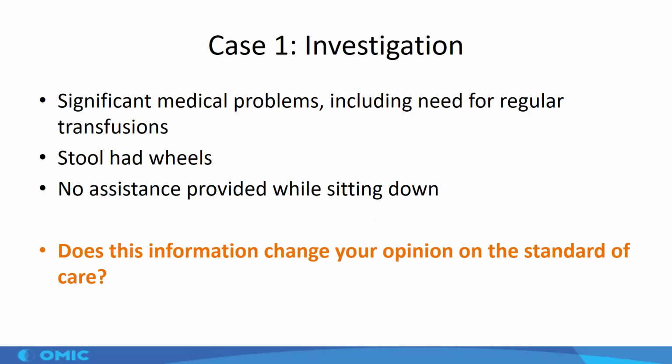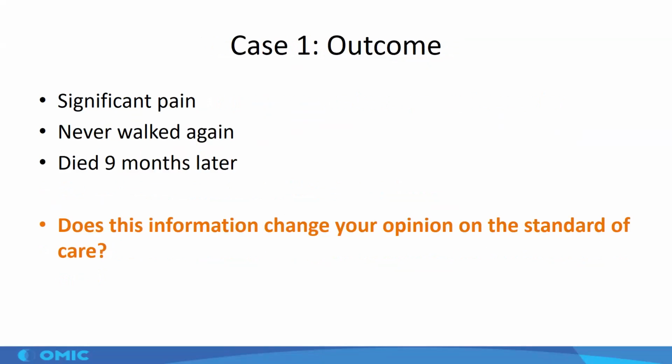What we learned during the investigation. This patient had significant medical problems, including the need for regular blood transfusions. Most importantly, the stool had wheels, and no one helped her while she was sitting down to make sure the stool didn't go out from under her. Does this change your opinion? For most people, it would, because the patient was frail, the stool had wheels, and she obviously should have been assisted. The patient had significant pain and never walked again.